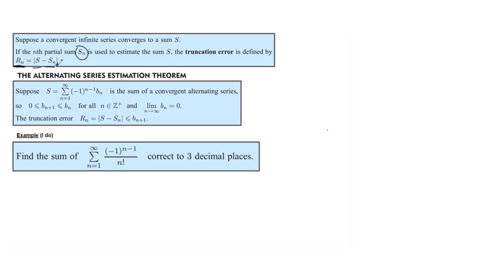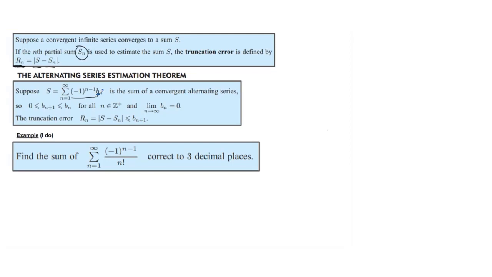The alternating series estimation theorem. Suppose S is the sum from n equals 1 to infinity of minus 1 to the n minus 1, Bn. So this is some kind of alternating series. Now don't worry if you have a series that is minus 1 to the n, that's okay. If you just multiplied that series by minus 1, it would make that happen anyway. So suppose that is the sum of a convergent alternating series.